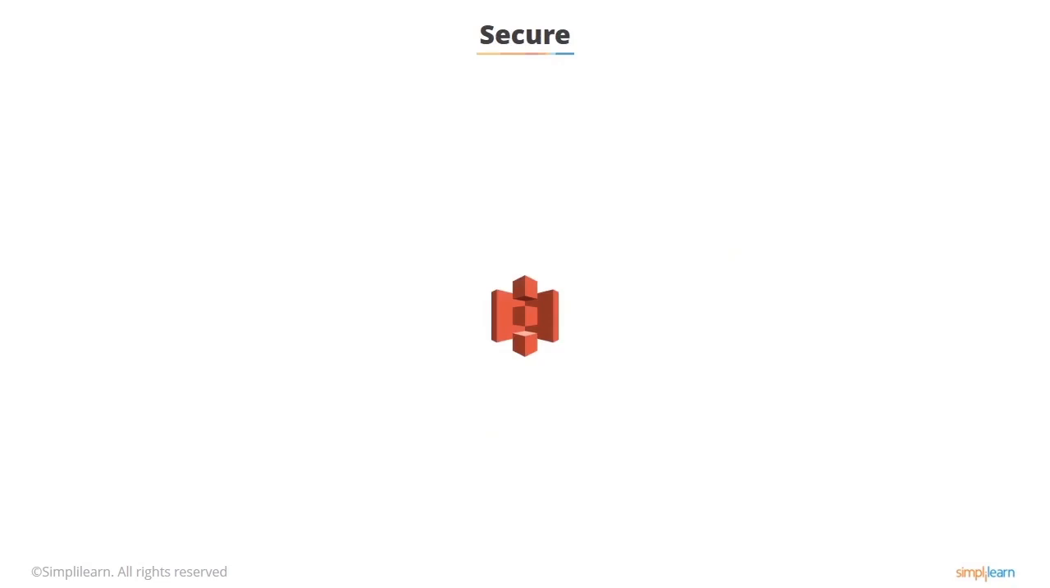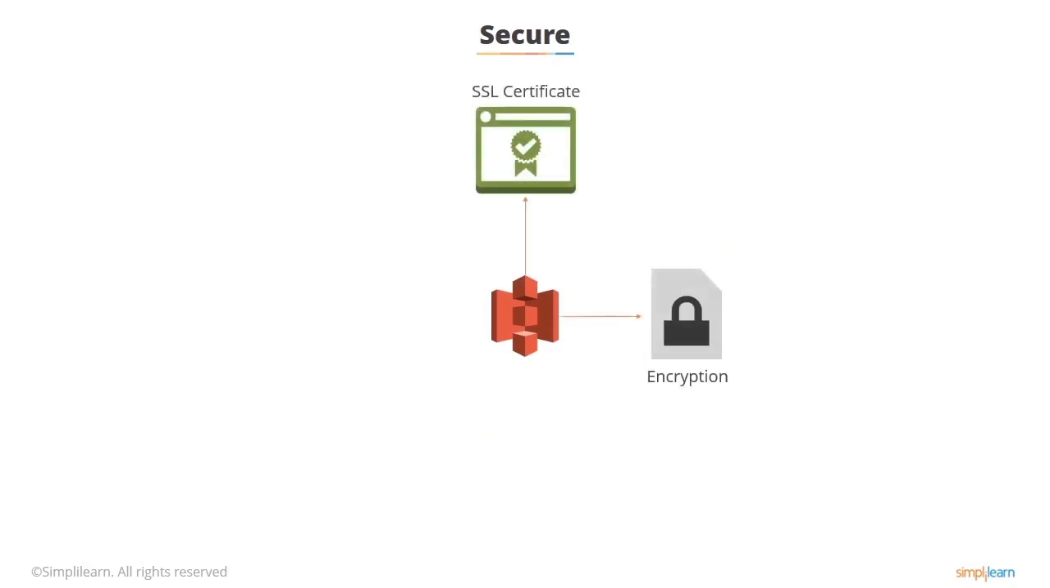It's also very secure. Amazon S3 supports SSL data transfer and data encryption once it's been uploaded. You can also control access to your data using IAM and also specify object permissions using the S3 policies.